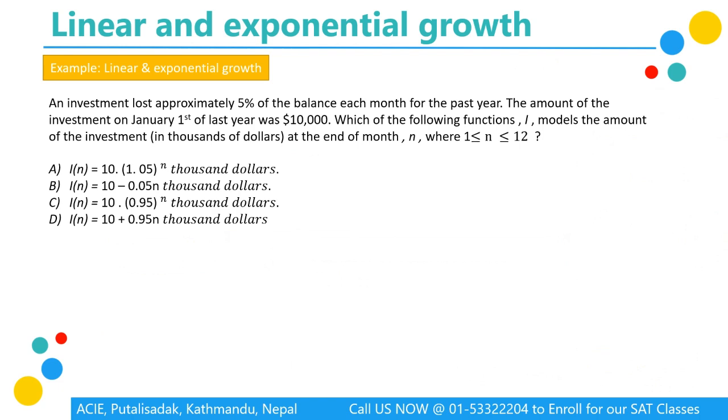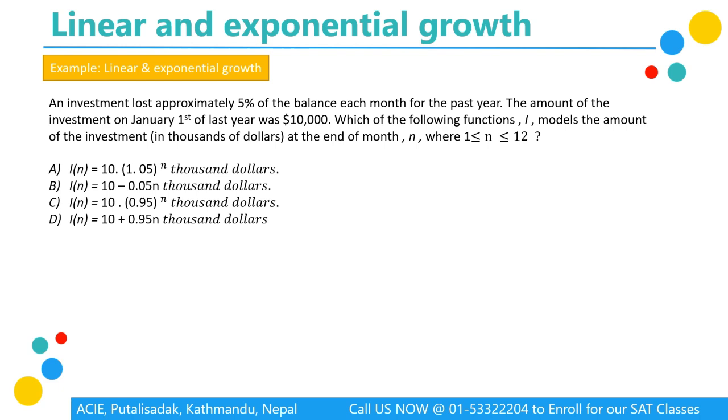Now here's a certain example given for us. An investment lost approximately 5% of balance each month for the past year. The amount of investment on January 1st of last year was $10,000. Which of the following functions L models the amount of investment in thousands of dollars at the end of the month n, where 1 is less than or equal to n, which is less than or equal to 12. Basically, it asks what is happening in a year. If you do not understand the question once, please go to the question again, just in case it confuses you.